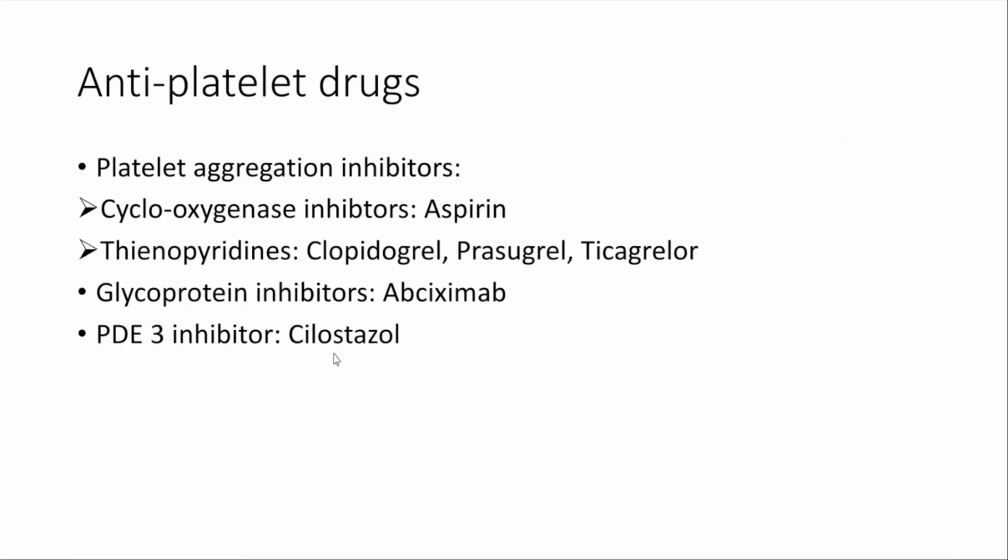For the sake of completion, you can always ask, but what about primary hemostasis? What about the platelets? What about the platelet plug formation? So there are some antiplatelet drugs also that we can discuss. The first category is platelet aggregation inhibitors, which has 2 categories: cyclooxygenase inhibitors and thienopyridines. These are the 2 commonly given drugs: aspirin and clopidogrel.